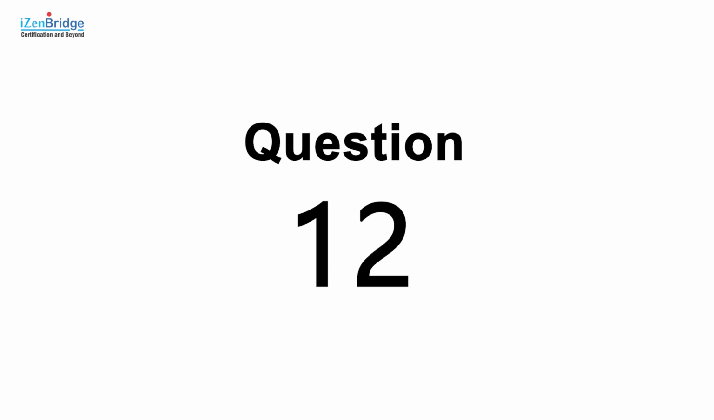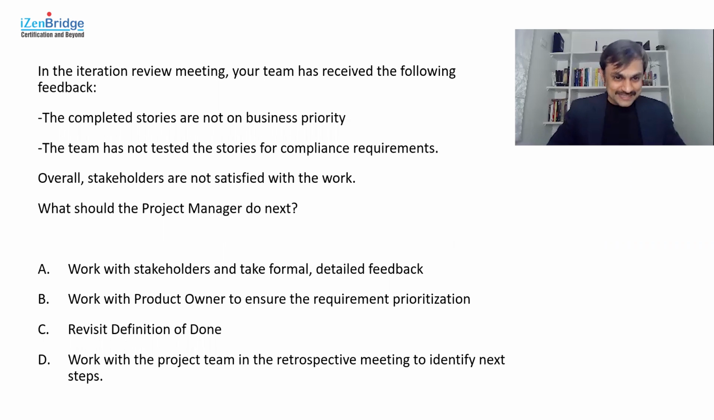Question 12. Another question that seems to be a little long one again. In the iteration review meeting, your team has received the following feedback. The completed stories are not on business priorities. The team has not tested the stories for compliance requirements. Overall stakeholders are not satisfied with the work. What should the project manager do next?